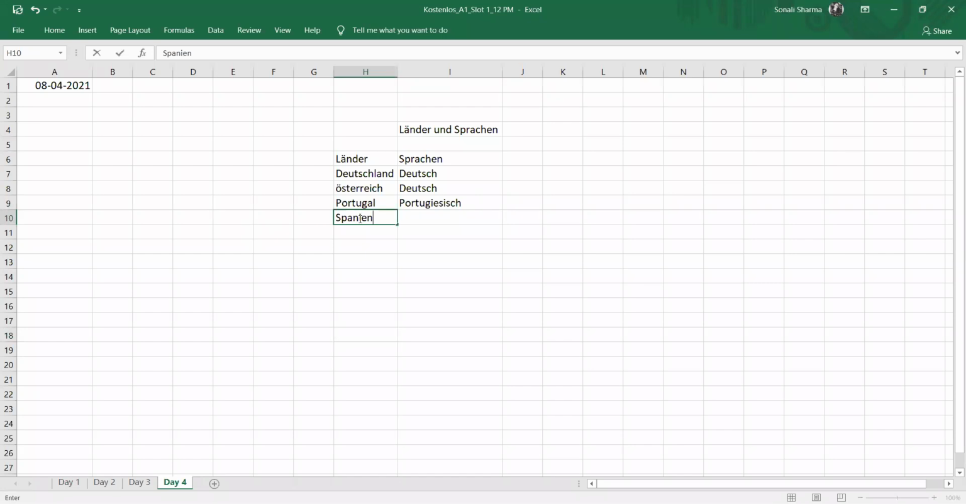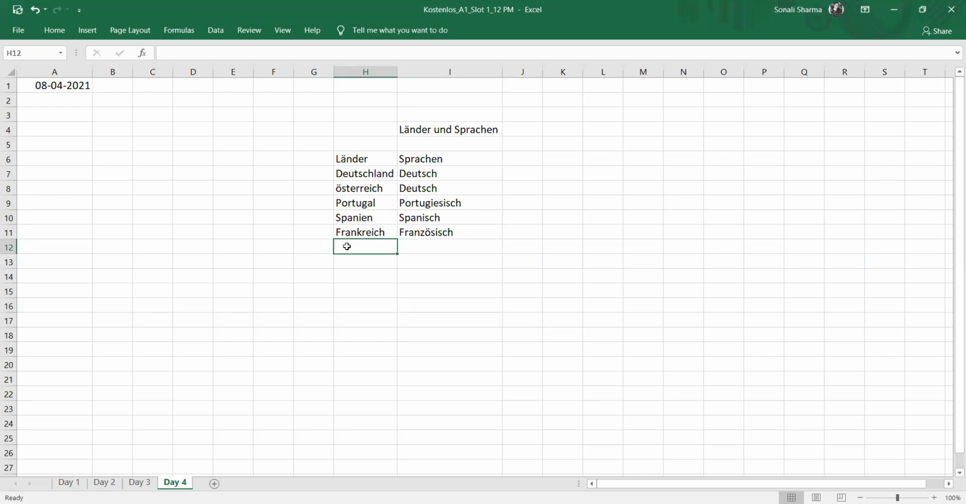Next, we'll talk about Spain. The country is Spanien, and the language is Spanish. Coming to the next country, it is France. For France, the word is Frankreich. So Frankreich is France and the language is French. So for French, the word is Französisch. O umlaut, so we have to take the sound of Ö. So Französisch.